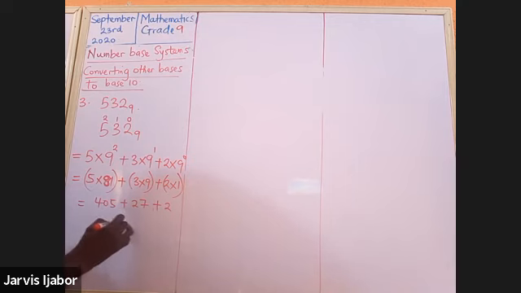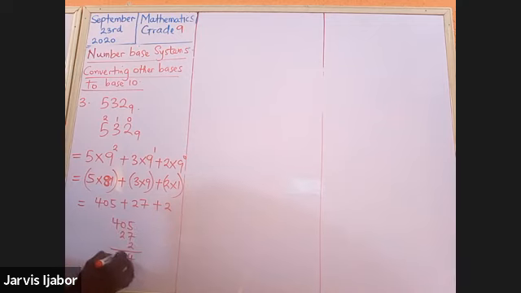So when I add all of these together, I can use my old school approach so that I don't make a mistake. 9 plus, that will give me 4, carry of 1, 3. So my answer becomes 434 base 10.